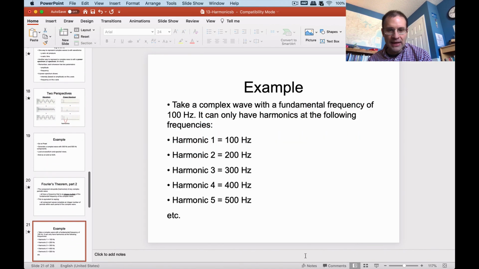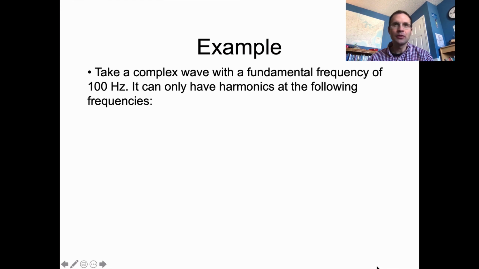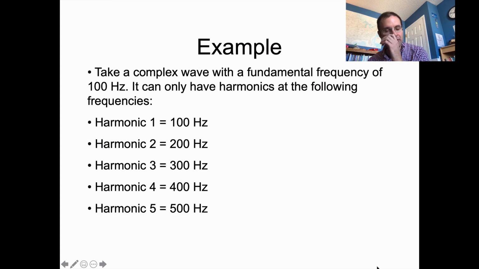So let's say I have a complex wave with a fundamental frequency of 100 hertz, like the one I just produced. Then it's only going to be able to have harmonics at these frequencies. The first, or lowest, harmonic frequency could be 100 hertz. The second could be at 200 hertz. The third could be at 300 hertz, 400 hertz, 500 hertz, so on and so forth, all the way down the line. You're never going to get a harmonic in this complex wave with a frequency of 150 or 167 or 231 or whatever. You're only going to find harmonics at these specific frequencies that are all multiples of 100 hertz.